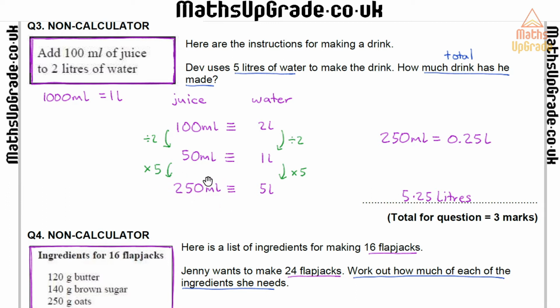Now the last thing I need to do is work out how much total drink he's made. He hasn't just made 5 litres, he's also mixed it with this much juice, 250 ml. So he's made 5 litres plus 250 millilitres, and 250 millilitres is 0.25 litres by dividing by 1000. So adding those together, I'd get 5.25 litres for 3 marks.